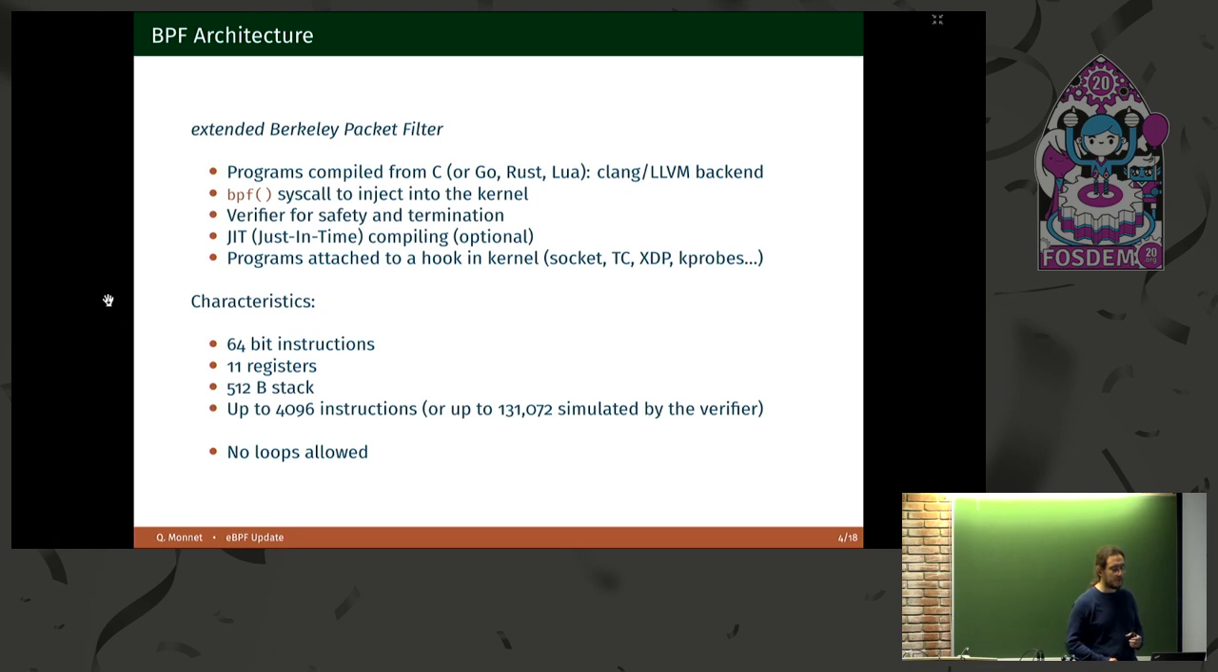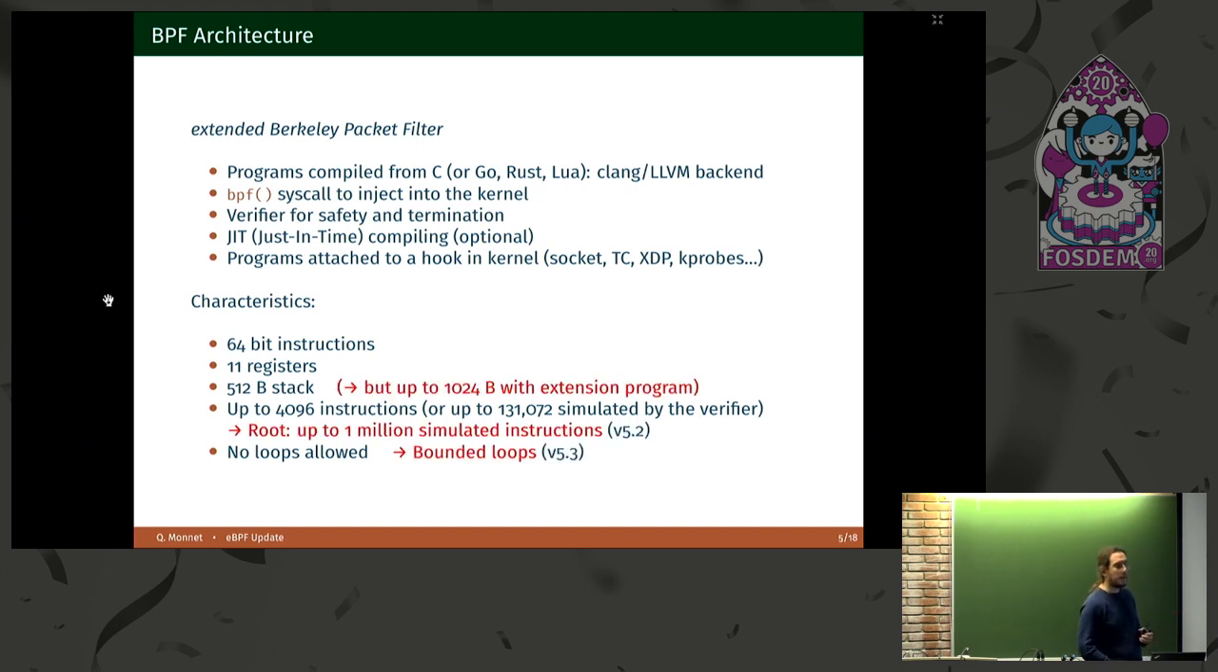So the characteristics of such programs: they are using 64-bit long instructions. They are using 11 registers, including one for the stack, which is 512 bytes. You can have about 4,000 instructions in a program, and you don't have loops. Well, that was true at least at the beginning. So we have had a few changes of that recently. The stack is still 512 bytes, but you do have a mechanism that can allow you to use more indirectly. I'll come back to that later.